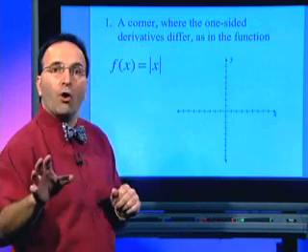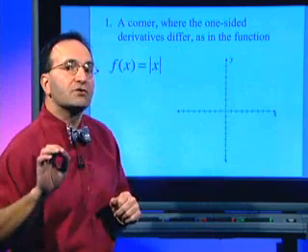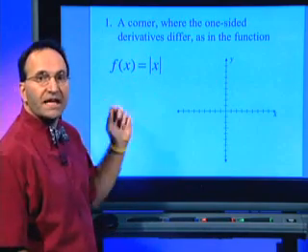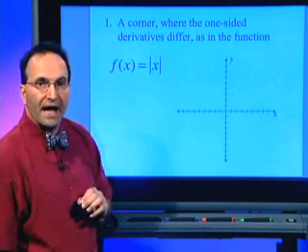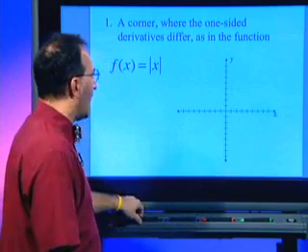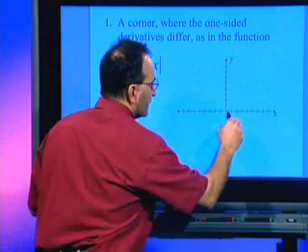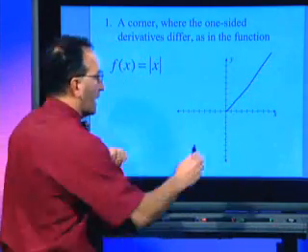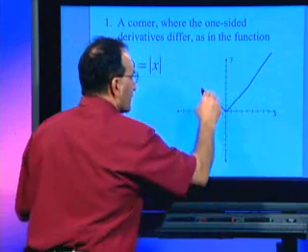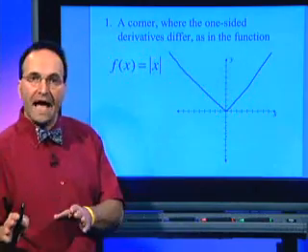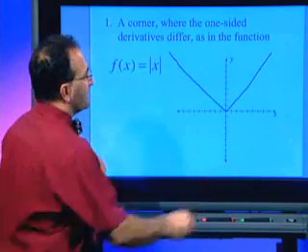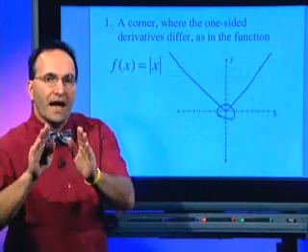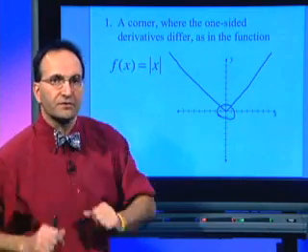Let's start with a corner, where the one-sided derivatives differ. So we take the function f(x) equals the absolute value of x. If we draw that graph, remember that it starts at 0 and goes up to the right with a slope of +1 and goes off to the left with a slope of -1. So we have a corner right there at x equals 0. That's an example of where the derivative fails to exist.